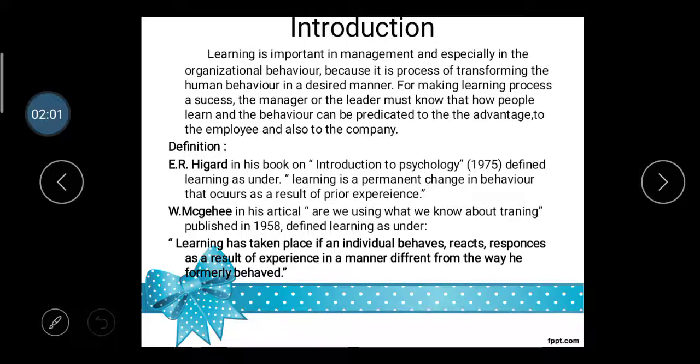Then, the definition of learning. E. R. Hilgard, in his book Introduction to Psychology in 1975, defined learning as follows: learning is a permanent change in behavior that occurs as the result of prior experience.